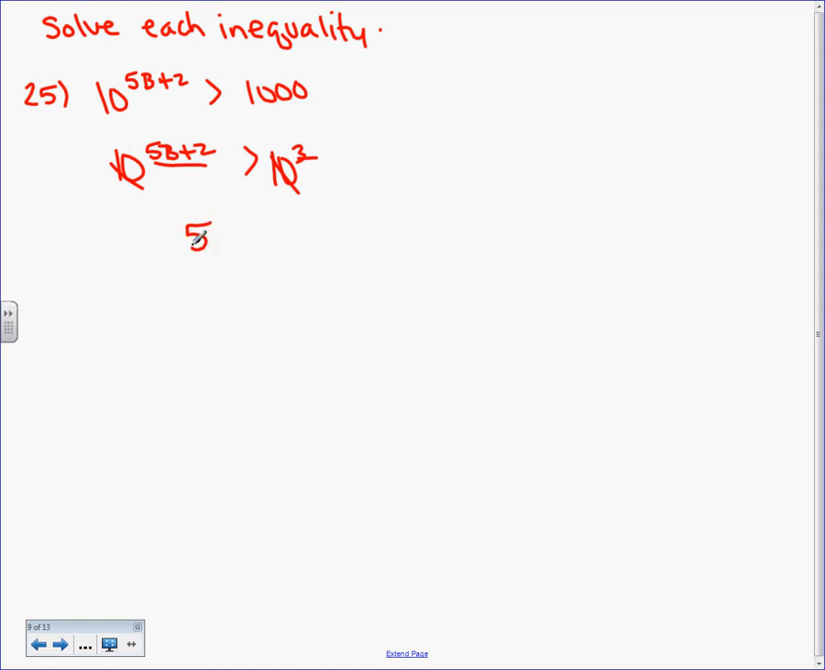So we end up with 5b plus 2 is greater than 3. Just like on the notes on the front page, right? On the front page at the top, if it said the left side greater than the right side, it stays left side greater than the right side. Is that okay? So we're going to subtract the 2. So 5b is greater than 1. Divide by the 5. b is greater than 1/5. Have I lost anybody? Interval notation.